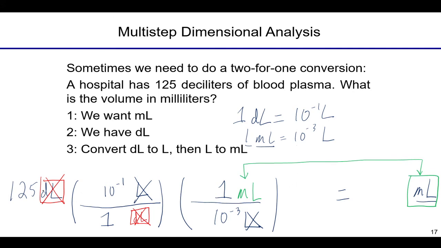So this times 10 to the negative 1 divided by 10 to the negative 3 should give you a number like 12,500 milliliters. Okay? 125 times 10 to the negative 1 divided by 10 to the negative 3.